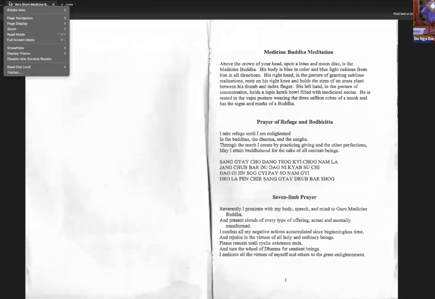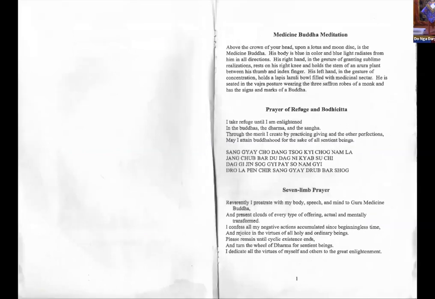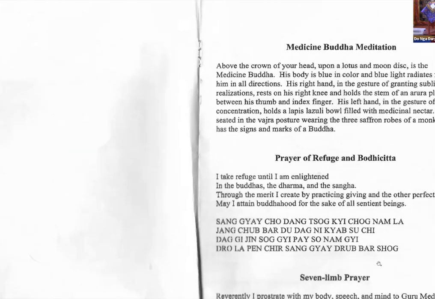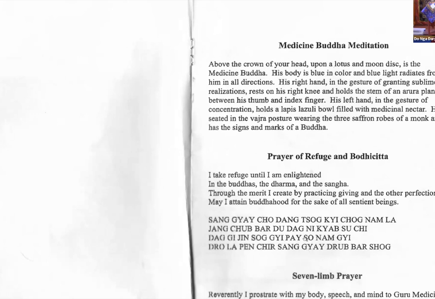Above the crown of your head, upon a lotus and moon disc, is the Medicine Buddha. His body is blue in color, and blue light radiates from him in all directions. His right hand, in the gesture of granting sublime realization, rests on his right knee and holds the stem of an aurora plant between his thumb and index finger. His left hand, in the gesture of concentration, holds a lapis lazuli bowl filled with medicinal nectar. He is seated in the Vajra posture, wearing the three saffron robes of a monk, and has the signs and marks of a Buddha.